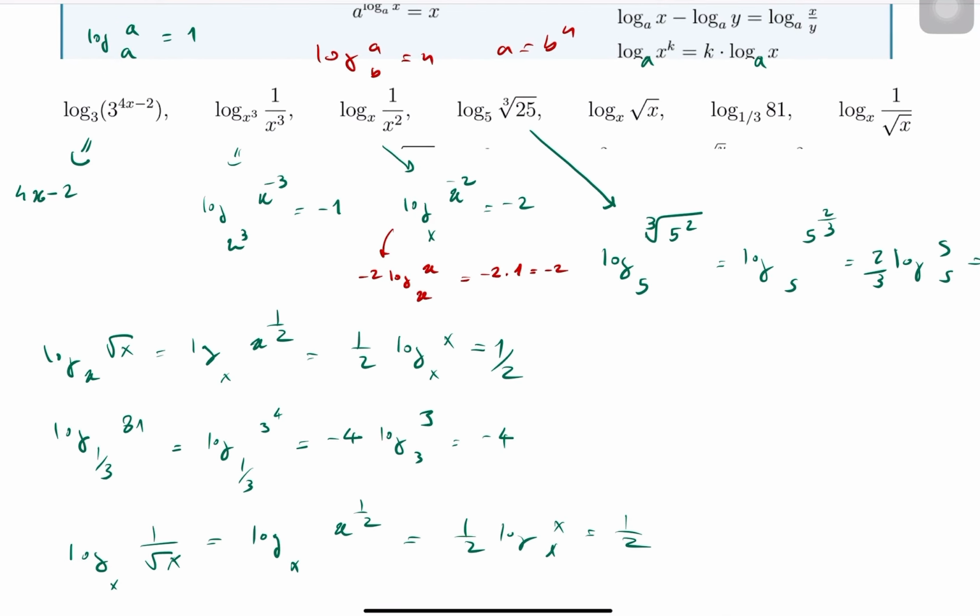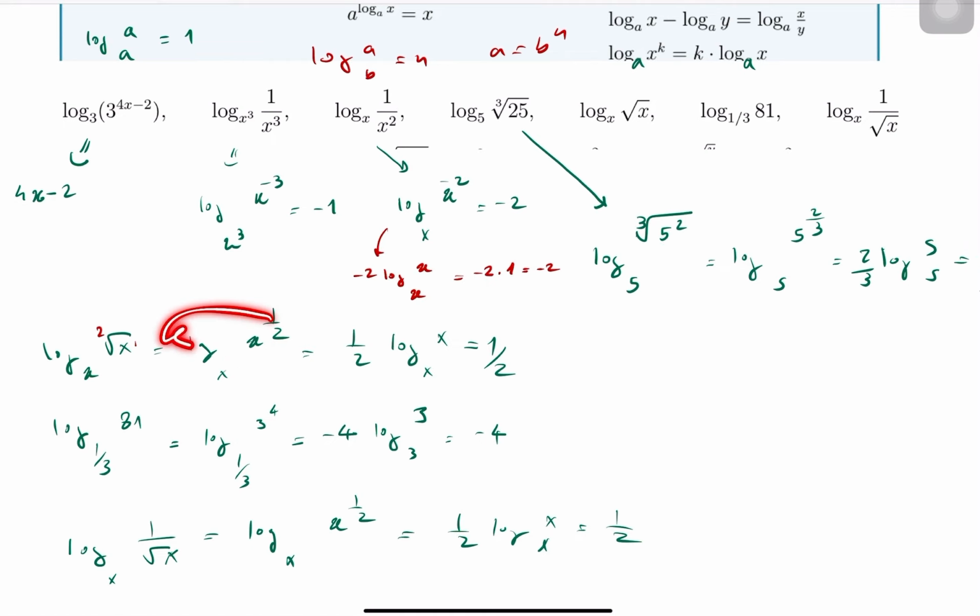And the other question, log x radical x. I can write x radical x because the power is 1 and the root is 2. I can write x to the power half, and this power can go out, so it will be log x, x's result is 1 because of this formula, and the result will be half.